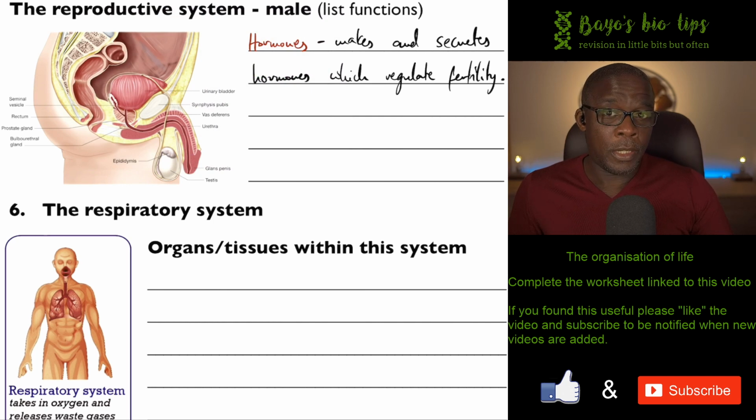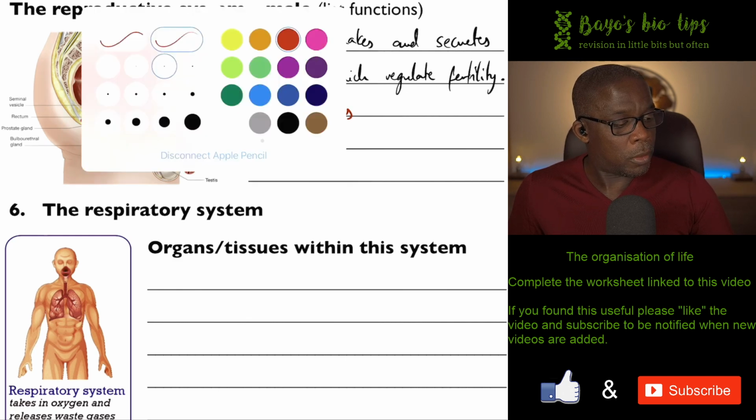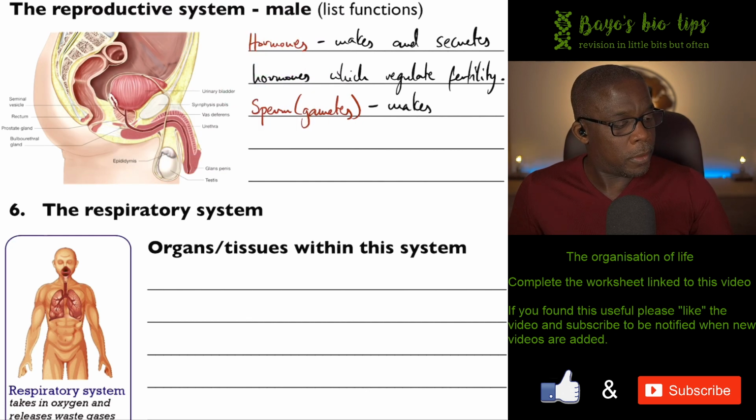So that's really the main job of the male reproductive system in humans. It's somewhat less complicated than the female reproductive system and has fewer jobs. In essence, it just makes loads of hormones, and it also makes sperm, in quite large quantities. So it makes the male reproductive cells.